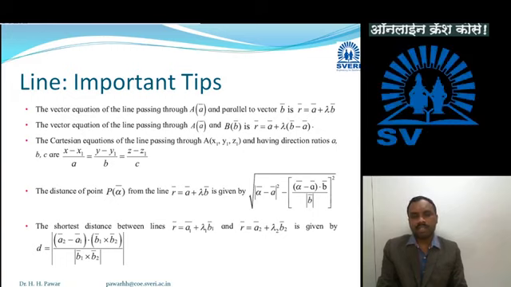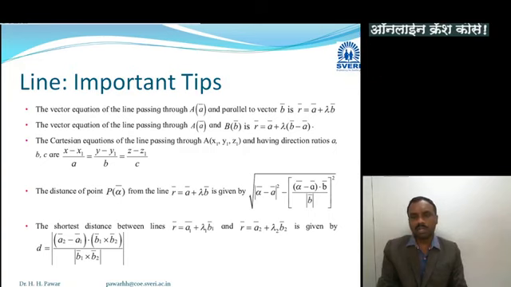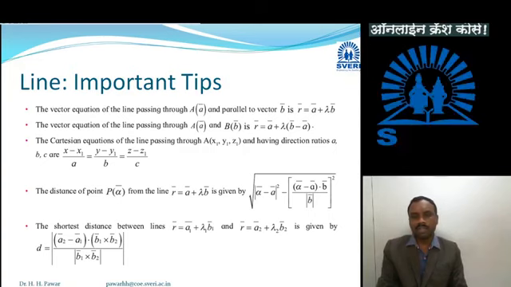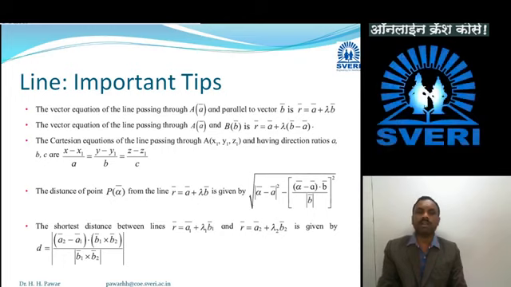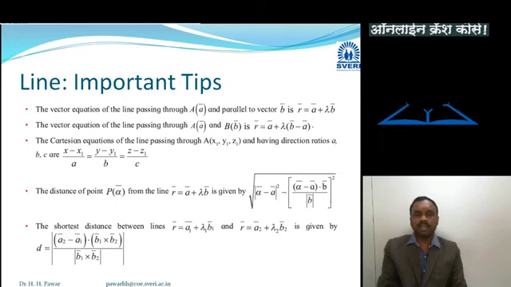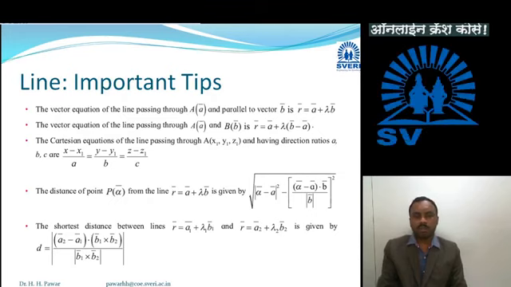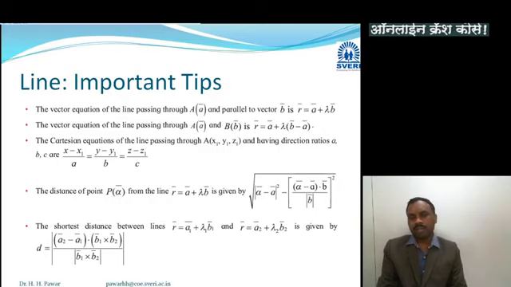Next one, the Cartesian equation of the line passing through (x1, y1, z1) and having direction ratios A, B, C is given by (x minus x1) divided by A equal to (y minus y1) divided by B equal to (z minus z1) divided by C.